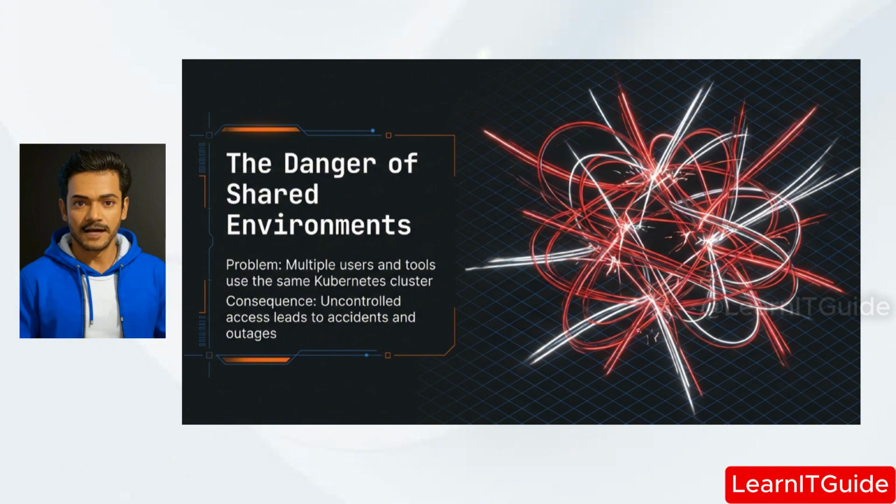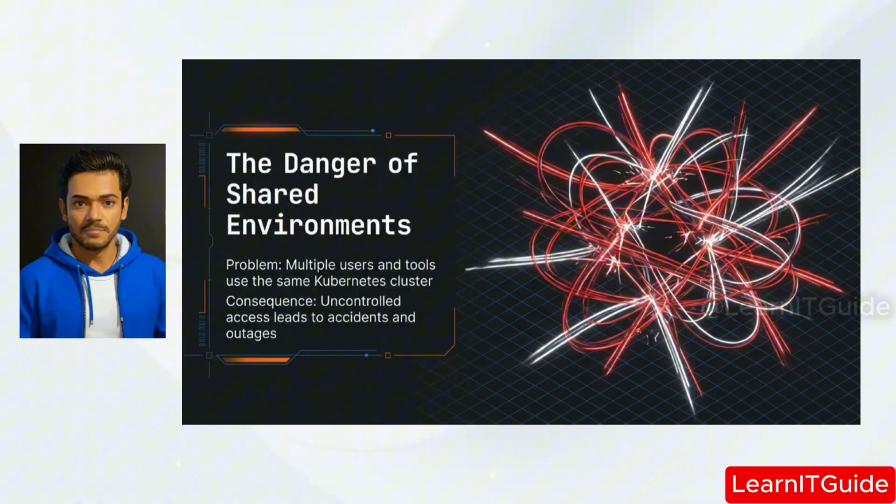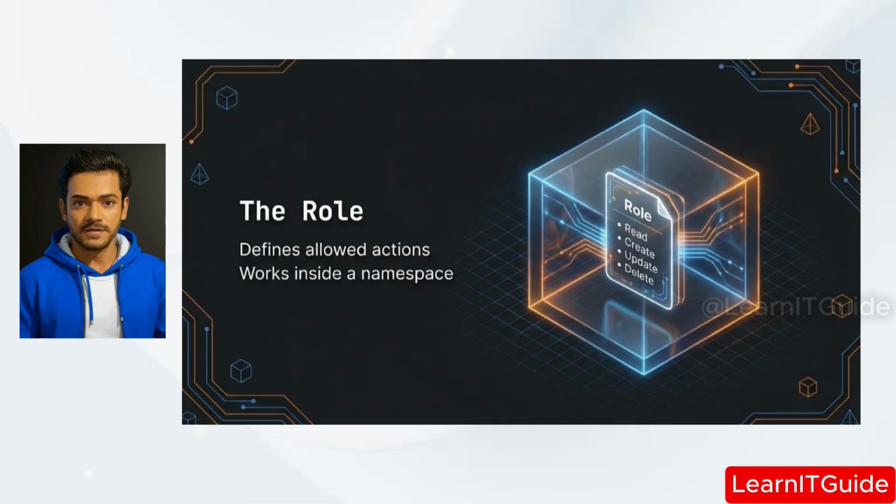Imagine you have a Kubernetes cluster used by many people: developers, testers, DevOps engineers, automation tools, maybe even CI/CD pipelines. Now, if everyone can do everything, one wrong command and the entire cluster is gone. Kubernetes does not stop you by default. It trusts you, and that is dangerous. So Kubernetes says, okay, let's add rules. This is where RBAC comes in.